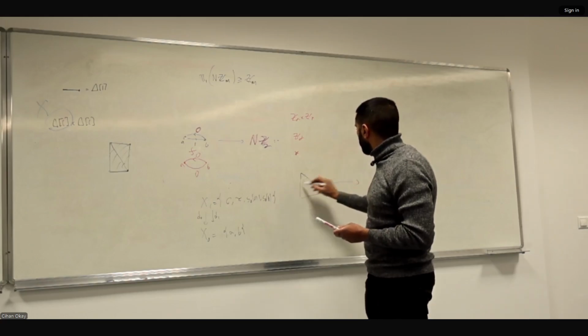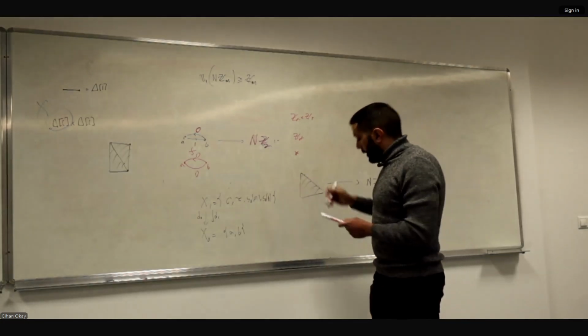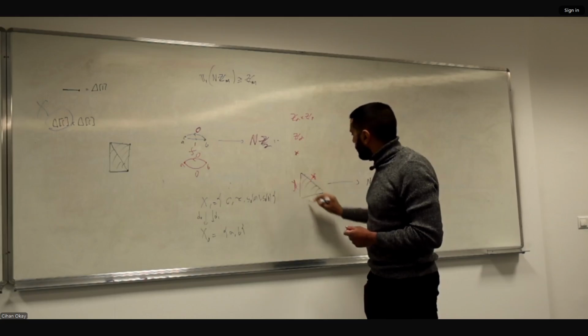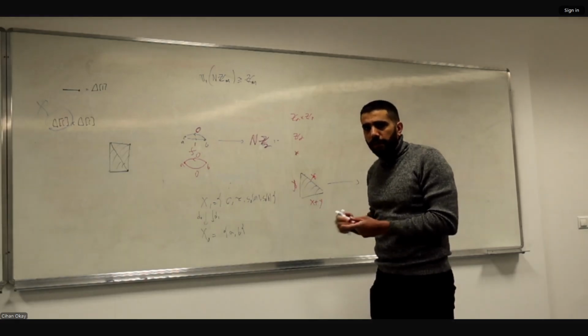If we have a map from a triangle to the nerve of Z2, you have to choose numbers. It will be a good exercise: a number for each edge, such that if this is the number x and this is the number y, this one has to be x plus y. The direction is not important. Okay, this can be a good exercise.